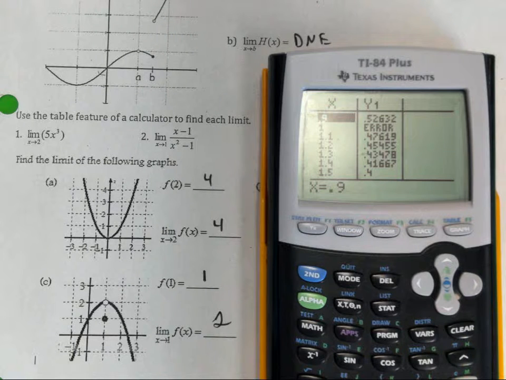Okay, now, this is where you use your estimation skills. I'm looking at both the left and right side here of 1. 0.9 is going 0.52, 1.1 is 0.47. So what's a good estimate for this? It's approaching what? 0.5. I'll put 0.5. If you put 0.49, I'm going to count it right, okay? Does that make sense? Okay.